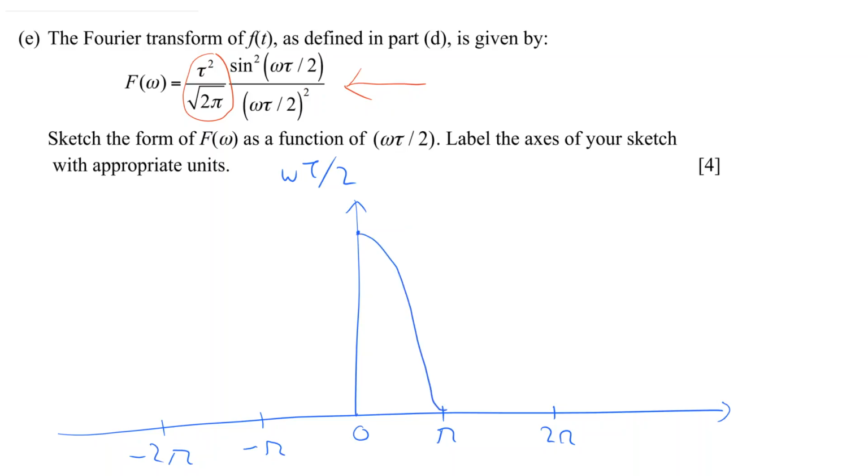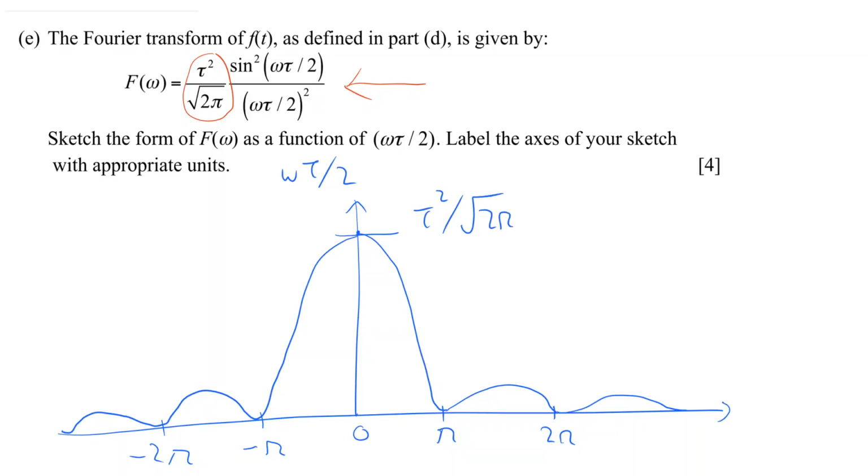Unlike a normal sinc function, because we're squaring it, it isn't then going to become negative. It's going to do this. It's going to stay positive, and we're going to get it as an even function, and so the function has to do this as well. The amplitude at this point here, again, it's the prefactor, so that's tau squared divided by the square root of 2 pi.